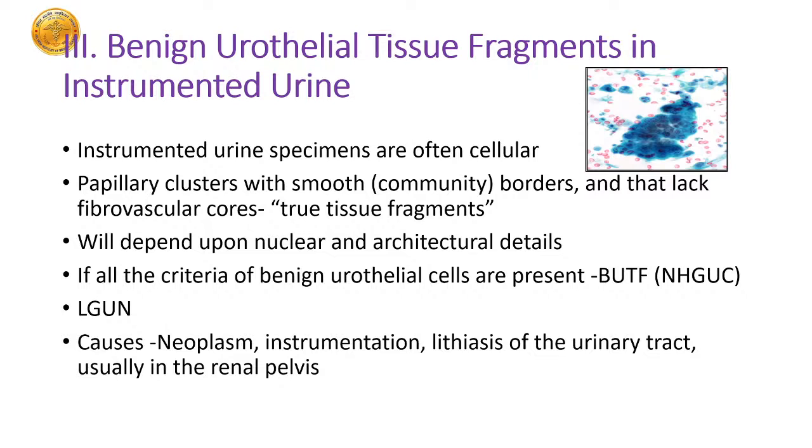So if these are benign, we say these are BUTF. You can call this negative for high-grade urothelial cancer, and you can say BUTF, benign urothelial tissue fragments. So this is one more category, and these can be seen, as I've already told you, in instrumentation, in lithiasis of the urinary tract, and usually in the renal pelvis. Next slide, please.